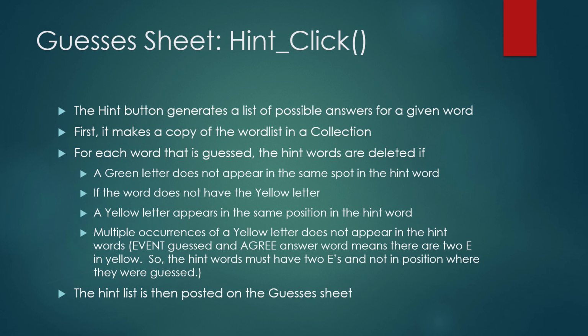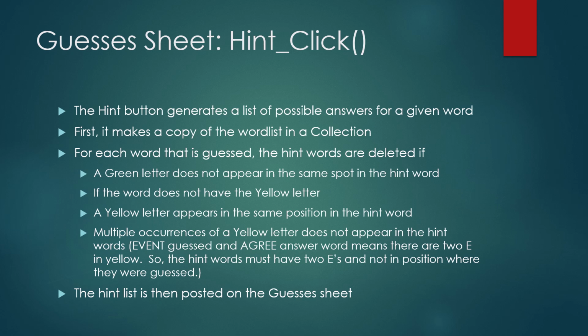And if there's a yellow letter in question, it checks to see if the word has that yellow letter in it at all. Then it goes through the list and checks if a yellow letter appears in the same position as in the hint word, which is not allowed. And then it takes a look at the letter counts if there's a letter guessed, and makes sure that the same number of guessed letters are in that word.